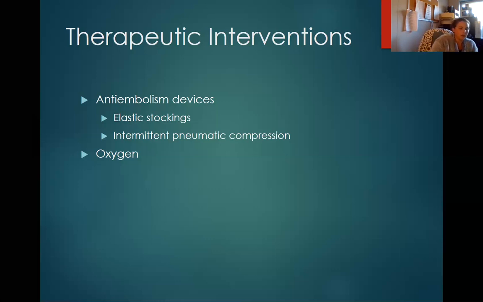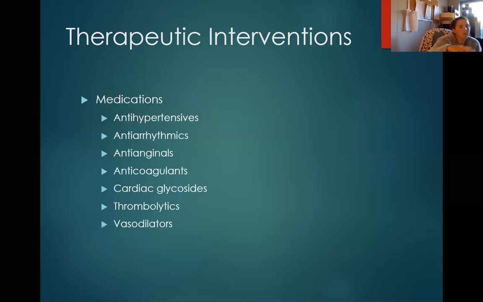Let me get through this and I'll show you one more thing or two here. So therapeutic interventions, again: medication management as appropriate, medicines to control blood pressure. If the heart rhythm is out of rhythm, we need to fix that. Something for chest pain is an anti-anginal. Anticoagulants are going to prevent those blood clots. Thrombolytics are actually going to bust up the clots, and then vasodilators are going to increase the size of the vessels to allow improved blood flow.